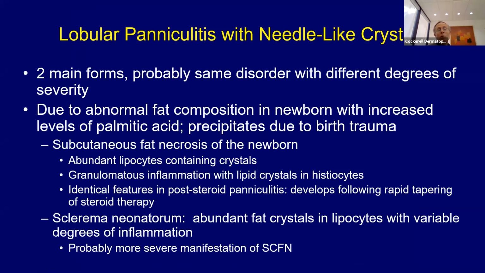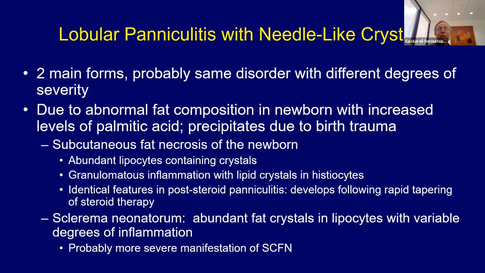Subcutaneous fat necrosis is thought to be related more to trauma, and you get granulomatous inflammation with the lipid crystals and the histiocytes. It looks identical in kids that have been on relatively high dose steroids for one reason or another. Maybe they have rheumatoid arthritis or some other childhood disease, and for some reason they stop the steroids quickly. This can lead to precipitation of these crystals within their lipocytes. So that can look the same as subcutaneous fat necrosis of the newborn.